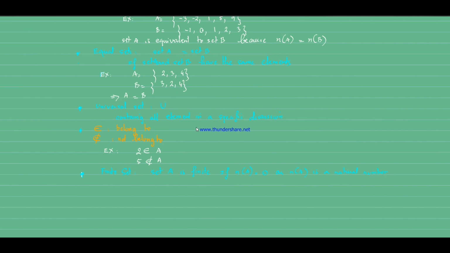Let me give you another example, I think it's easier. I want to create another set. What if I have set A over here, and set A is a collection of some luxury cars?